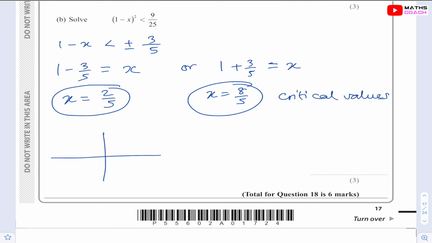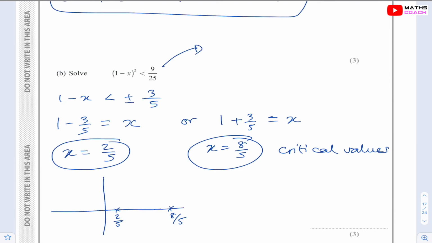What we'll now do to work out my range of values, I will draw my critical values, so 2 over 5 here, and let's just draw 8 over 5 there. And I will now draw my quadratic. Now, just to see how my graph will look, I will solve this by multiplying the 25 to the other side. So 25 times 1 minus x squared less than 9. And then I will expand this bracket, so I get 25, and in the bracket I'll get 1 minus 2x plus x squared is less than 9. I can now expand this bracket out if I want to, but I don't really need to, because what was important is right there. I have a quadratic which is positive because of the positive sign right there.